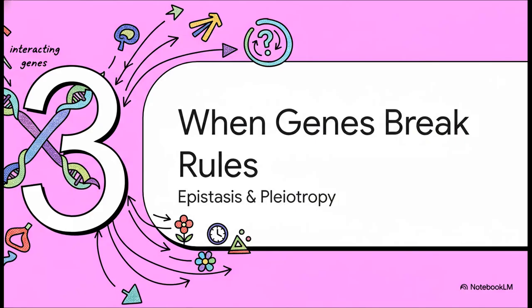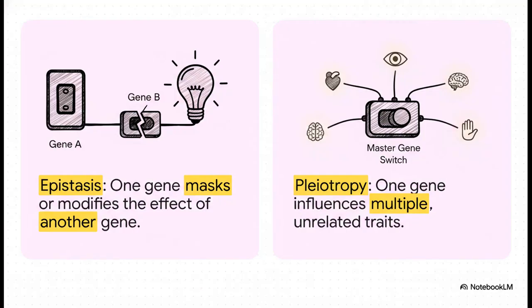Okay, so everything we've looked at so far has been based on this idea that genes play by the rules and pretty much act on their own. But now we get to the really wild stuff. We're entering the secret levels of genetics, where genes stop minding their own business and start interacting with each other in really surprising ways. And the two main rule breakers we need to talk about are epistasis and pleiotropy.